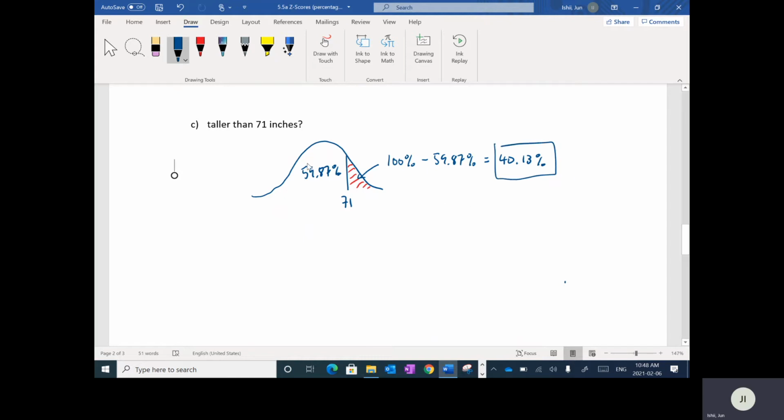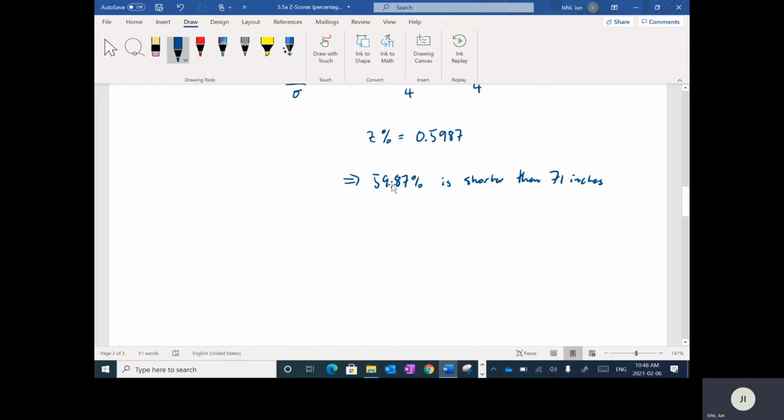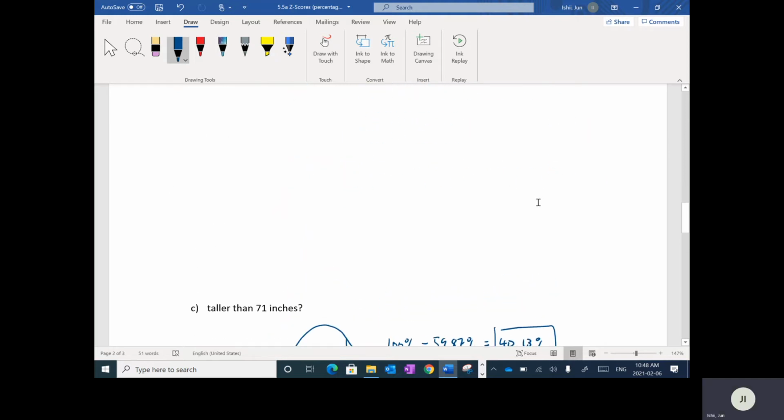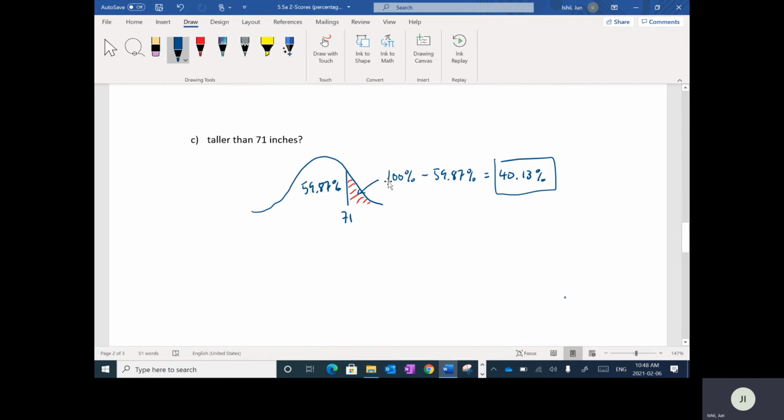So if 59.87% of the population is shorter than 71 inches, then the remaining population is 100% minus that side, which gives us the other side. I know that doesn't sound too mathy, but you know what I mean. Anyways, this red section and the 59.87% should add up to 100%.